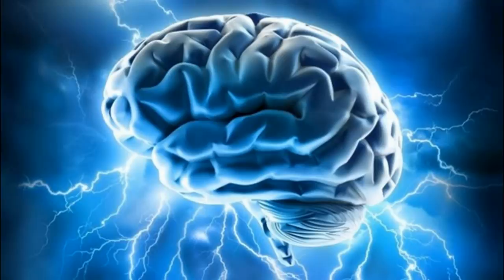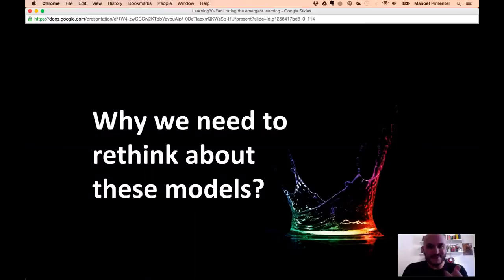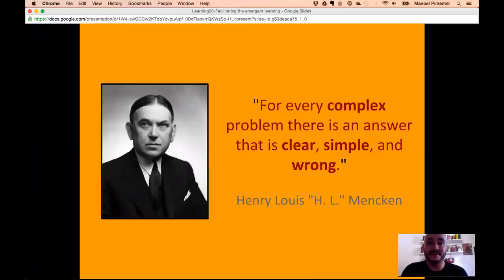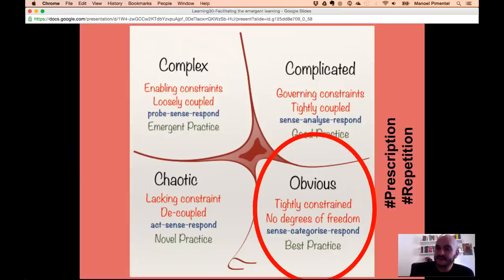All right, but why do you need to rethink these models? Basically, you need to rethink them because for every complex problem, there is an answer that is clear, simple, and wrong. Or in other words, basically, you must recognize the complex system. Why is this type of discussion important from a learning perspective? It's important because Learning 1.0, for example, is strongly based on the obvious system. And the obvious system is based on a prescription and repetition model, right?